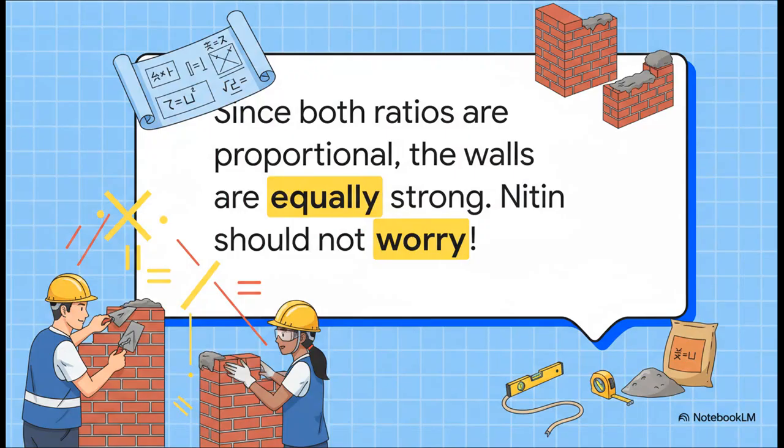And believe it or not, let's jump from the kitchen to a construction site. The principle is exactly the same. To make sure a wall is strong, builders have to maintain the right ratio of cement to bricks. It's proportion that keeps things from falling apart.